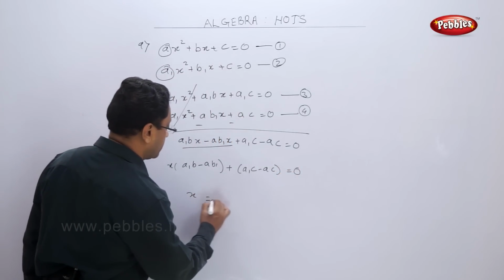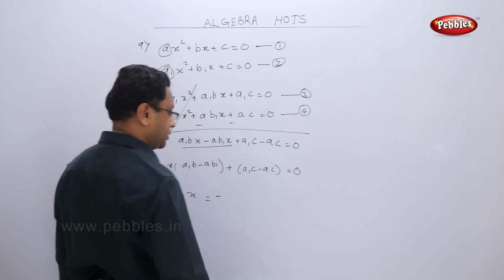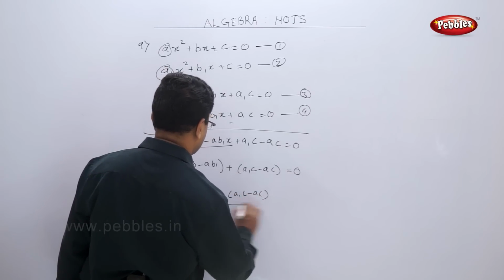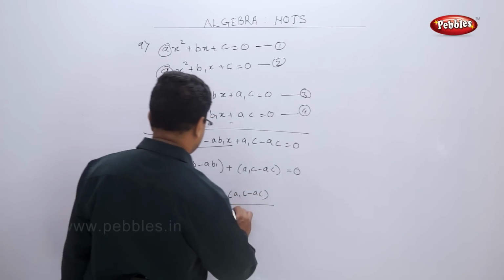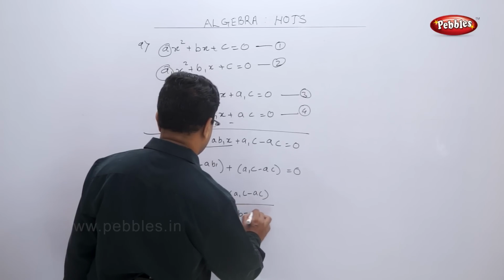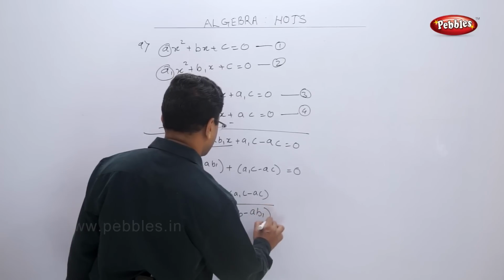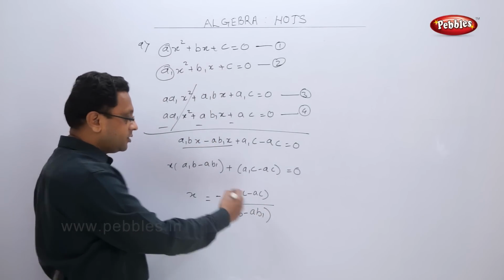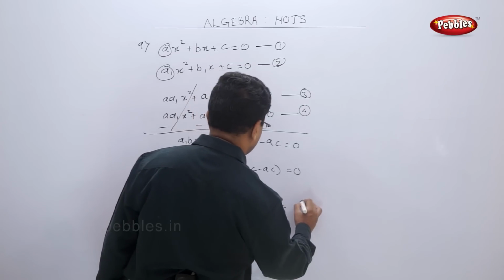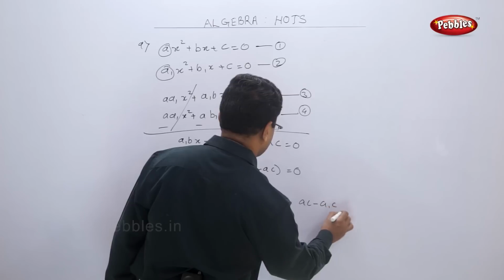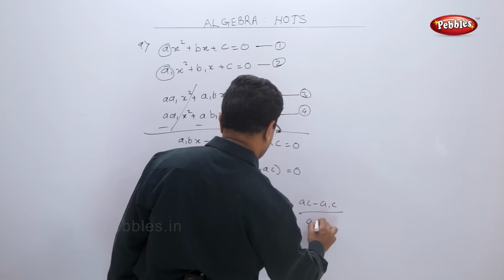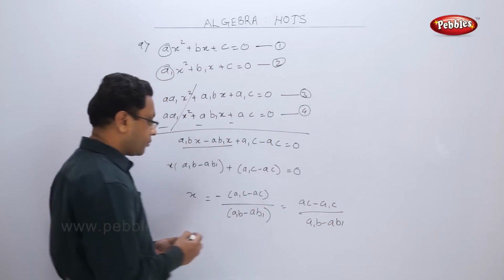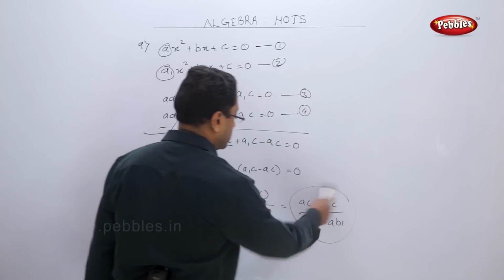So x will be equal to minus a1c minus ac upon a1b minus ab1. This minus sign you can just interchange. That means you can write ac minus a1c upon a1b minus ab1. So this is the first root I got.